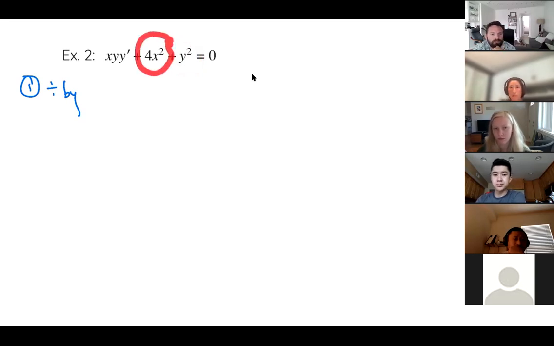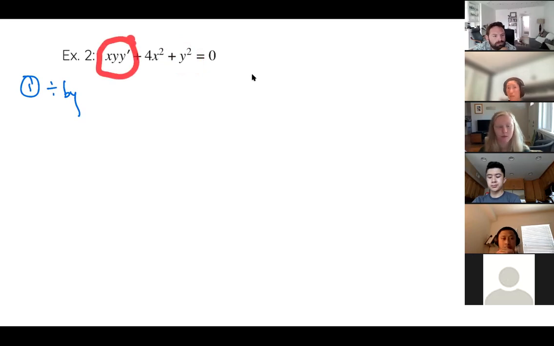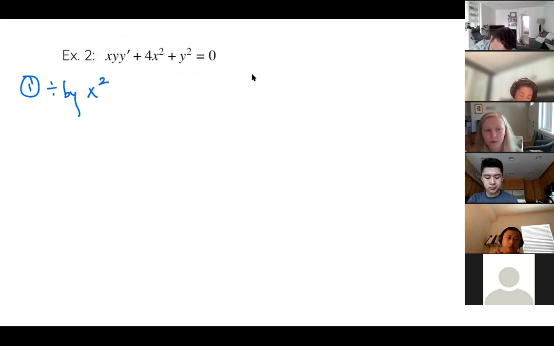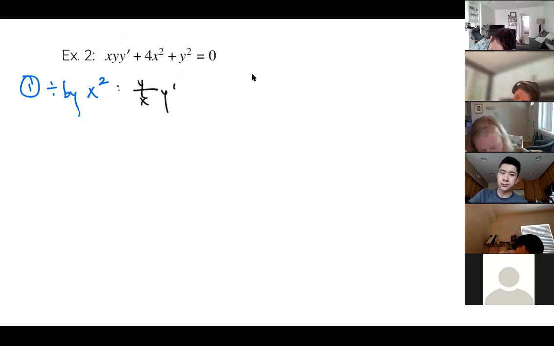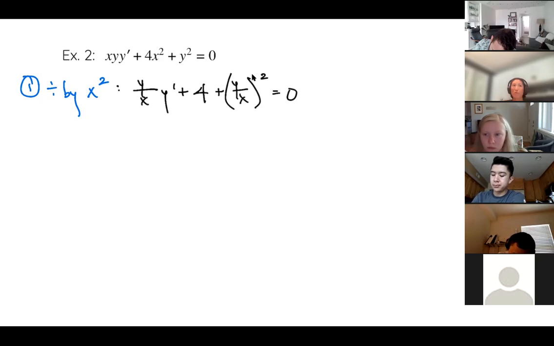What's going to happen to this term if we divide by x squared? It's just going to be a 4. And if we divide by x squared here, do we get a y over x ratio? I think we can see that that's going to pop out. Okay, so let's divide by x squared in this case. And that will give us y over x times y prime, plus 4 plus y over x squared equals 0, thank goodness it equals 0, because we don't have to worry about any manipulation on the other side. Okay.